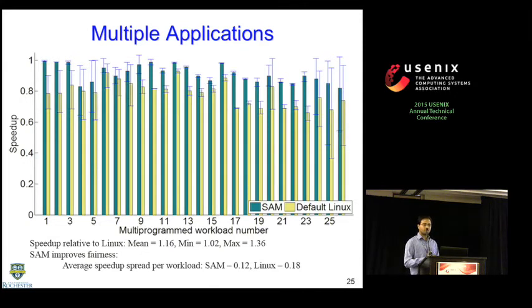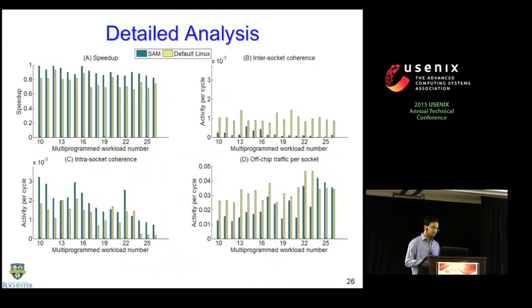In addition to improving performance, SAM also reduces the disparity of speedups across different applications in these workloads because it's able to analyze what each workload needs and reduce their contention. So in addition to improving performance, we do reduce the performance disparity between the different applications in the same workload.